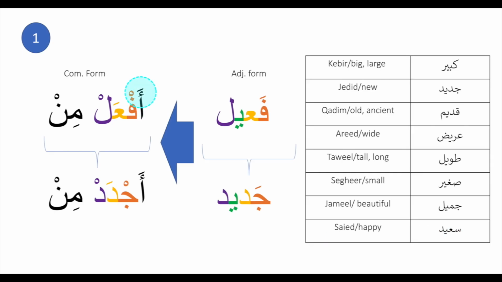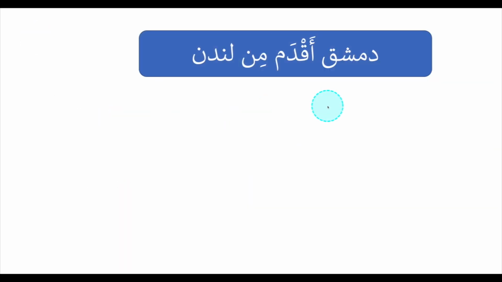One last thing to remind you is the comparative form is always: the first one is a vowel, the second one is a consonant, the third one is a vowel, the fourth one is a consonant. So it's always a consonant, a consonant, just to bear that in mind. Now I'll read you a number of examples.